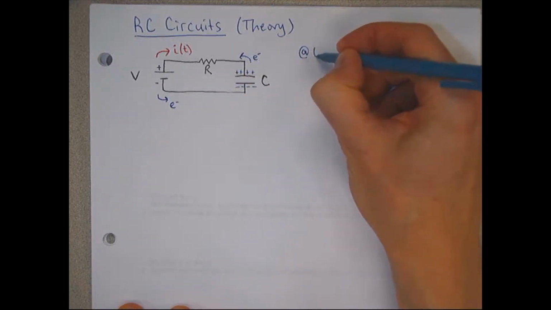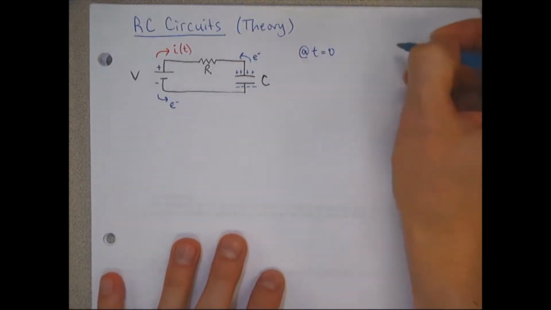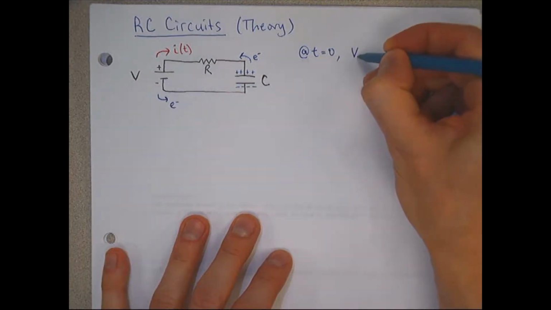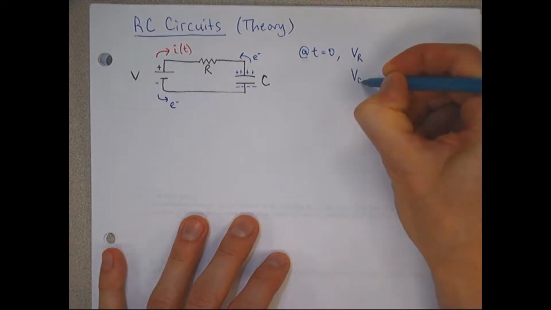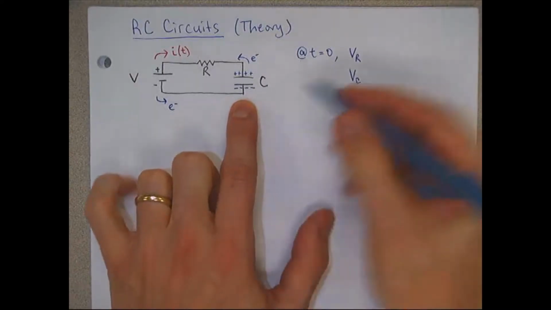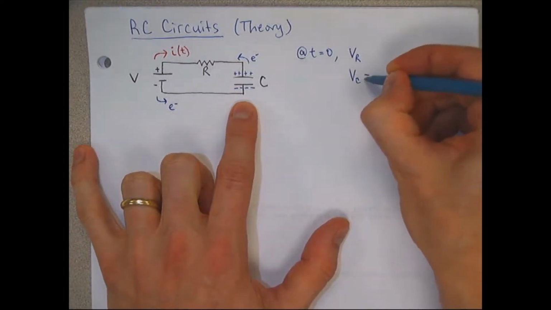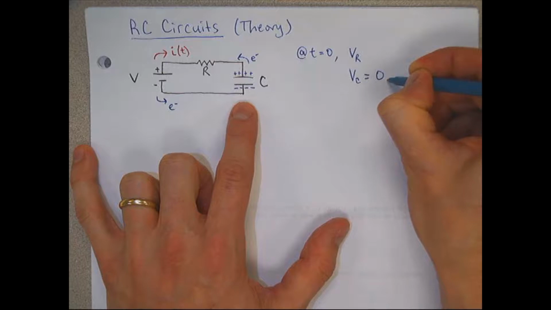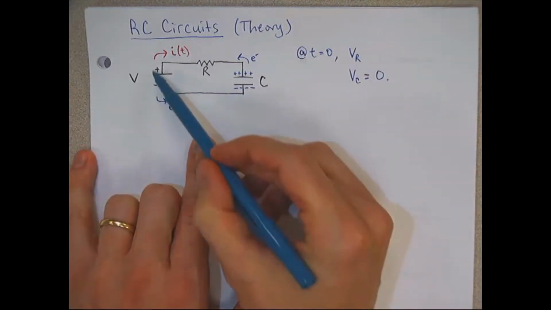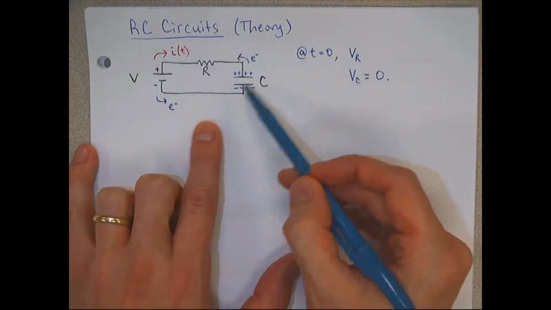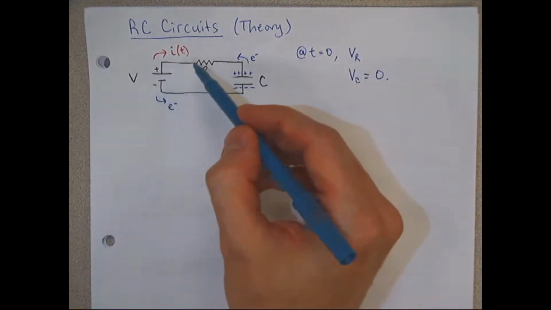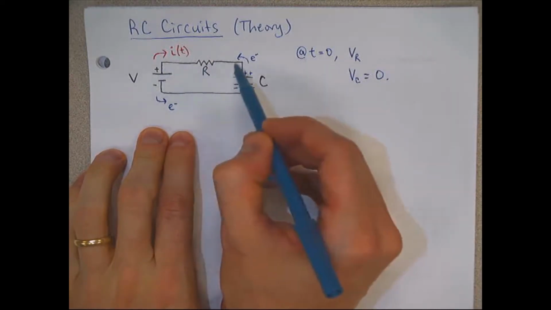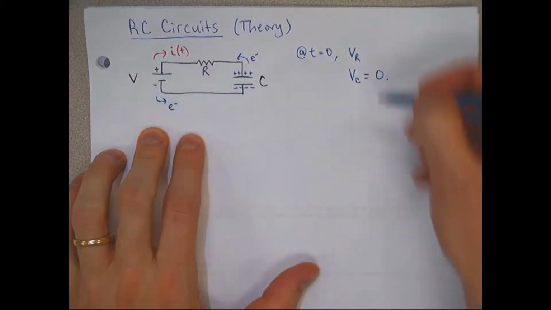Our initial conditions say at time equal to 0, the voltage across the resistor and the capacitor are what? Well, we said the capacitor was initially uncharged. Following the loop rule, if this voltage drop was initially 0, then all of the battery voltage was applied across the resistor.